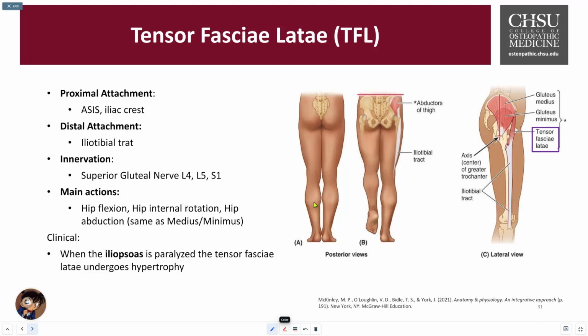Let's take a look at the TFL, tensor fasciae latae. This one originates from the ASIS as well as parts of the iliac crest on the upper part of the pubis of the pelvic bone. Distal attachment insertion will be the iliotibial tract, and then the innervation will be the superior gluteal nerve, L4, L5, S1. Key functions here is that it provides hip flexion, hip internal rotation, medial rotation, as well as hip abduction. So it overlaps with the medius and minimus. These three are your main medial rotators. In a clinical aspect, when the iliopsoas muscles from walking gets paralyzed, the TFL takes over and oftentimes will undergo hypertrophy and thickening.